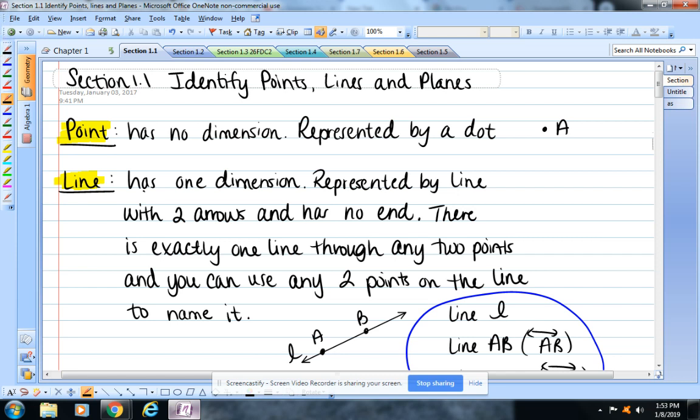So section 1.1 is talking about identifying points, lines, and planes. So we're going to start with the basic, most fundamental parts of geometry today, okay? And the most basic piece of geometry is a point, okay? Y'all know a point. It has no dimension.